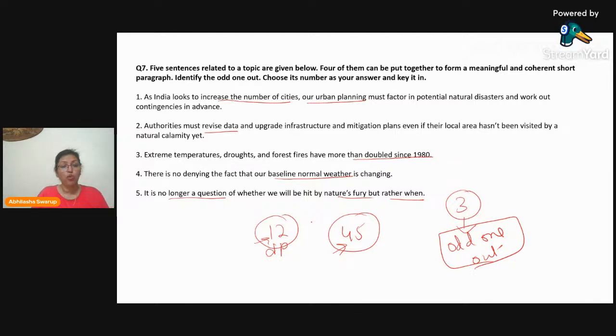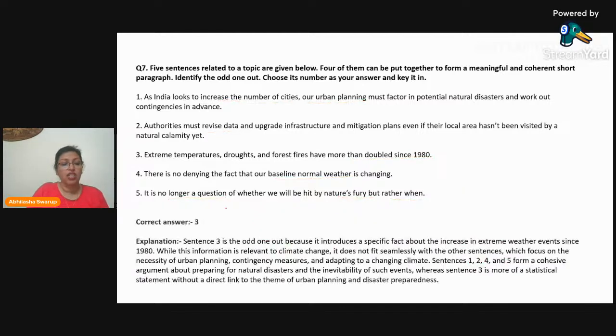Yes, very good. But I hope you're understanding that these are connections and very beautiful connections, right? 4 and 5 is a very beautiful connection, and 1 and 2 is a very beautiful connection, right? 3 is the only one which says that temperatures, droughts, and forest fires have doubled, but they haven't given you the reason. So, is it really because baseline normal weather is changing or something else? We don't know. And that's why 3 is the odd one out here. Okay. We will end the session here. Correct answer is 3.